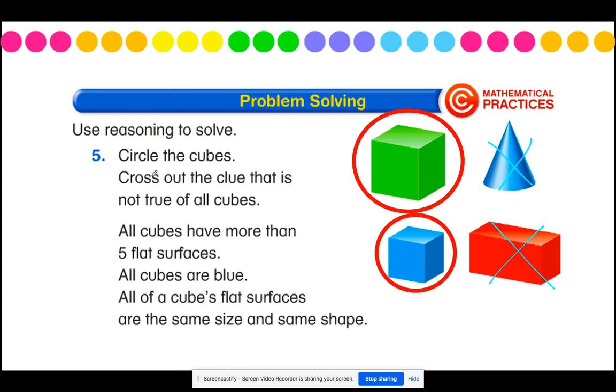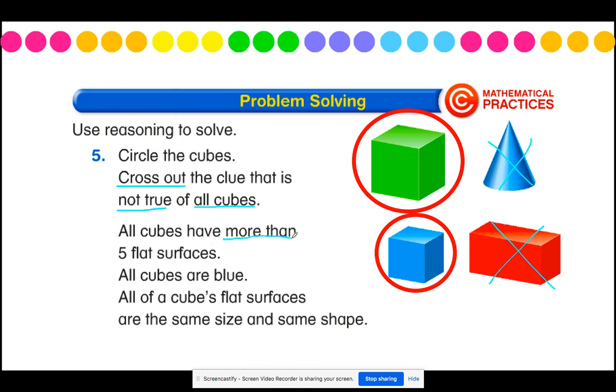Let's go on to the next part of our problem. It says to cross out the clue that is not true of all cubes. So they're going to give us clues, but not all of them are going to be true. We're going to leave the ones that are true and cross out the ones that are not. So let's go to our first clue. It says all cubes have more than 5 flat surfaces.